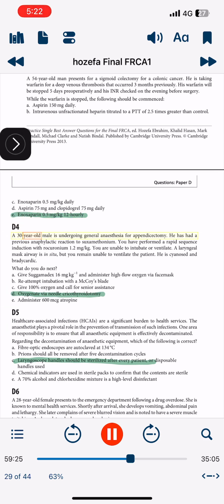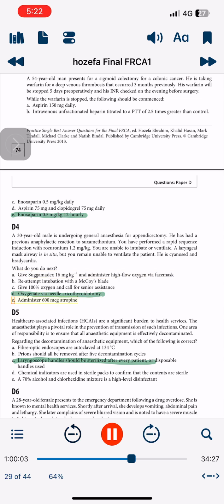D4. A 30-year-old male is undergoing general anesthesia for appendicectomy. He has had a previous anaphylactic reaction to suxamethonium. You have performed a rapid sequence induction with rocuronium 1.2 mg per kilogram. You are unable to intubate or ventilate. A laryngeal mask airway is in situ, but you remain unable to ventilate the patient. He is cyanosed and bradycardic. What do you do next?